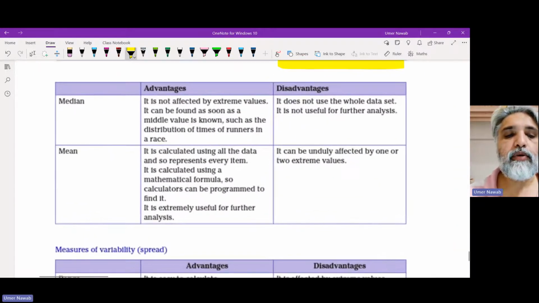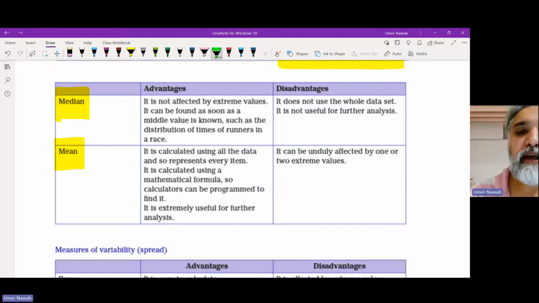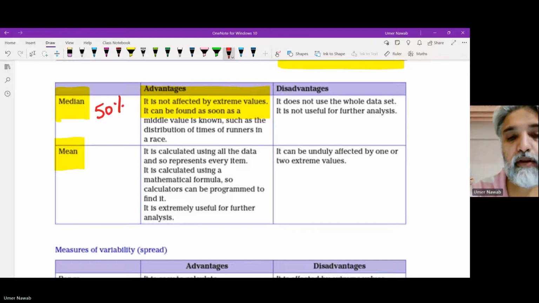Now come to the median and mean. They are very close to each other. First of all, I want to highlight the importance of median. Median is not affected by the extreme values. As you remember, median is the 50% value when we arrange the values from lowest to highest. So the 50% value will be the median. So I can say that median is not affected by the extreme values. That's a very useful thing for median.